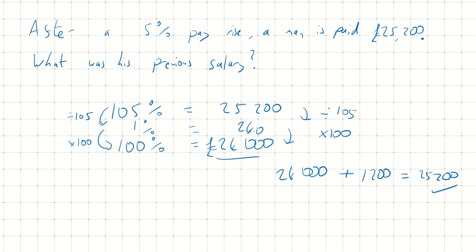Again, if we want to do this the quicker way, we could say that a 5% pay rise corresponds to 105%, which is 1.05 as a decimal. So we can take 25,200 and just divide that by 1.05, and we get that same answer in a quicker way. 25,200 divided by 1.05 is 24,000.